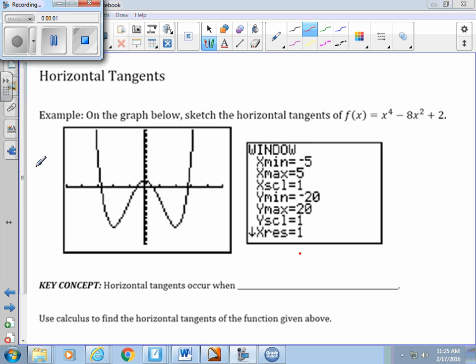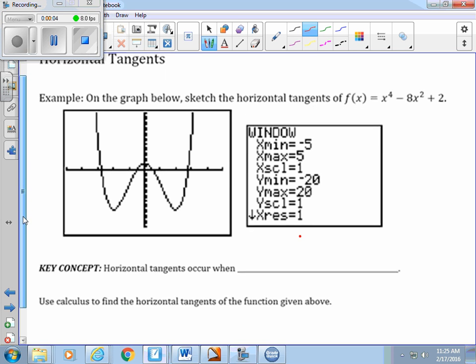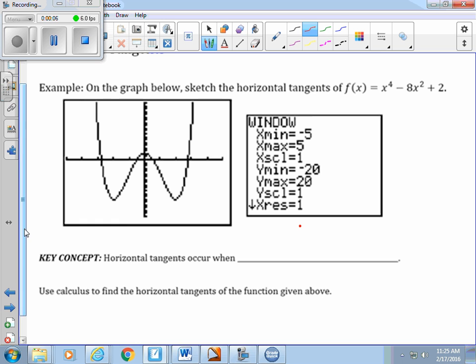So we are going to finish the notes from yesterday. The first thing we're going to talk about are horizontal tangents. On the graph below, sketch any places where there are horizontal tangents. Any ideas?